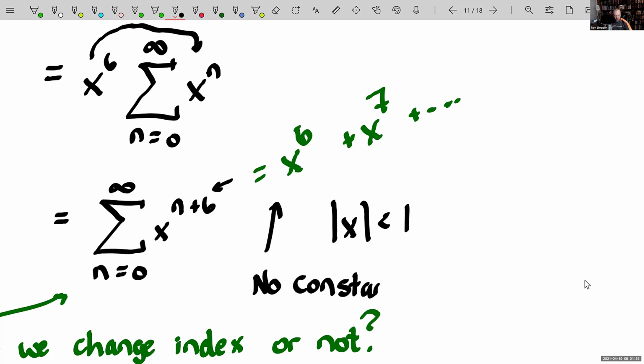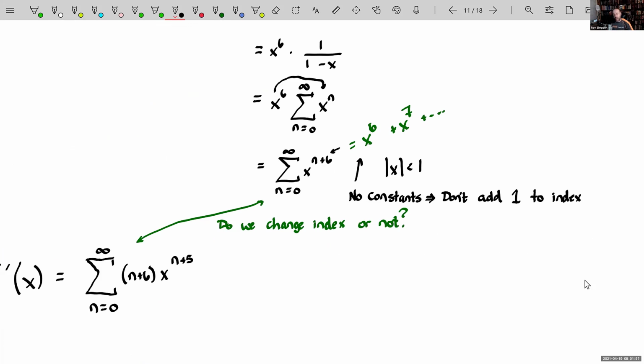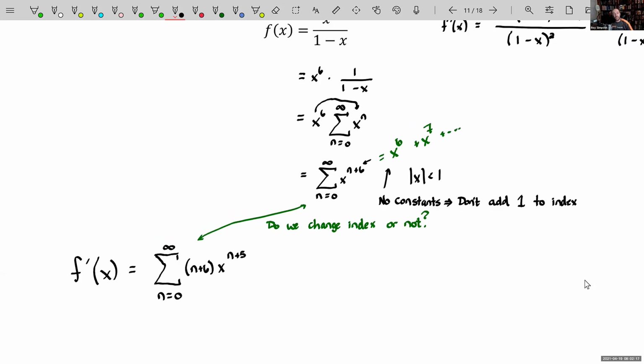And so because there's no constants in this expansion, don't add 1 to the index. The only time you're going to add 1 to the index, or modify the index, I should really say, is if you have a constant in your original power series, because that disappears. And so you don't have the same number of terms in your derivative. You erase the 0th term, and now you're going to start at the first. But that's not the case here because our original function just didn't have a constant in its power series.